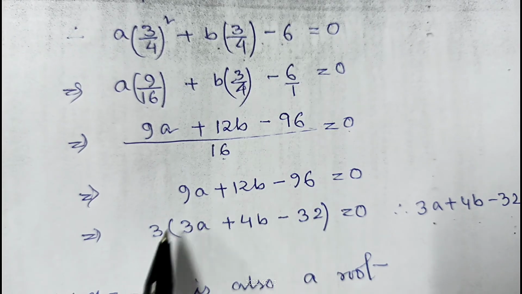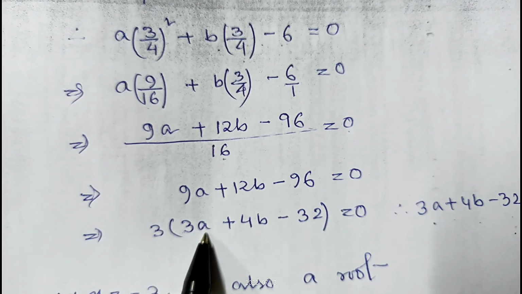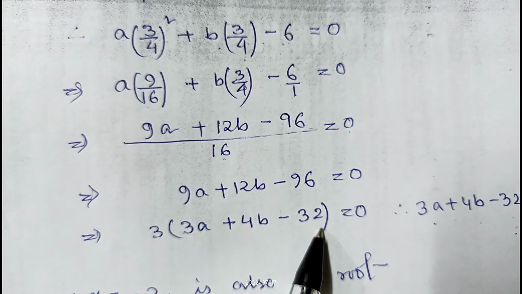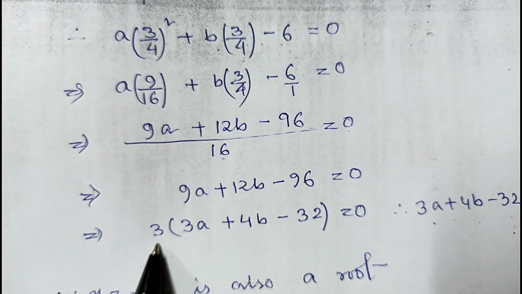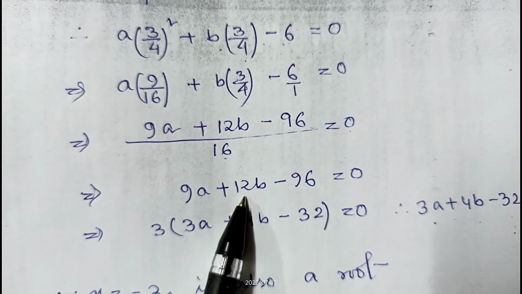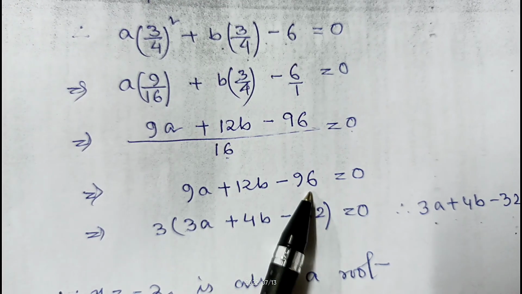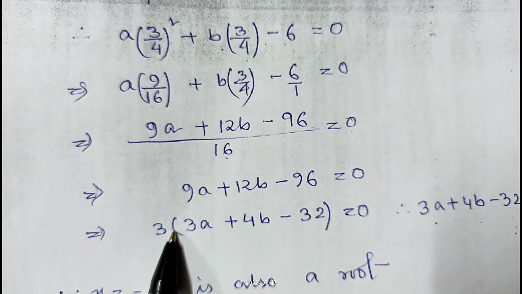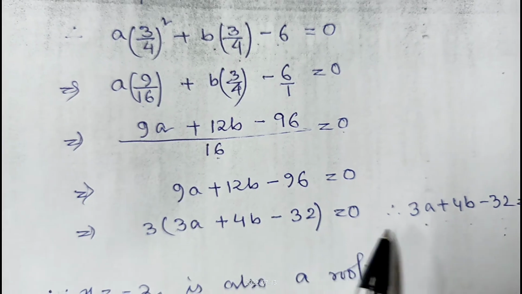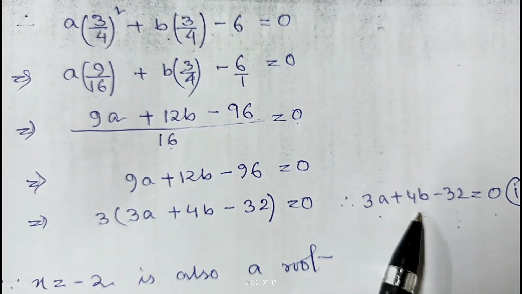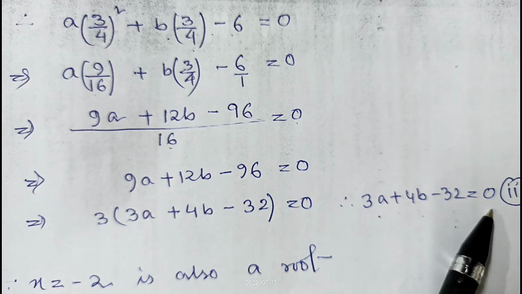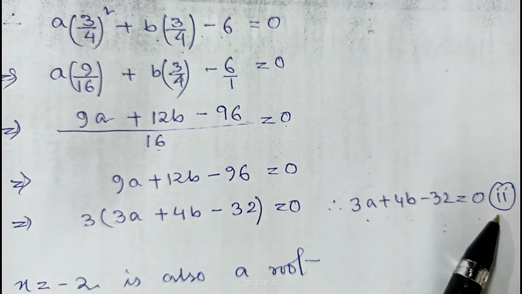From these 3, I can take 3 common. So it will be 3a plus 4b minus 32 equals to 0. Just check. 3 3s are 9, 3 4s are 12, 3 into 32 will be 96. Now, these 3 I can transfer to the other side. So we are left with 3a plus 4b minus 32 equals to 0. Let it be equation number 2.